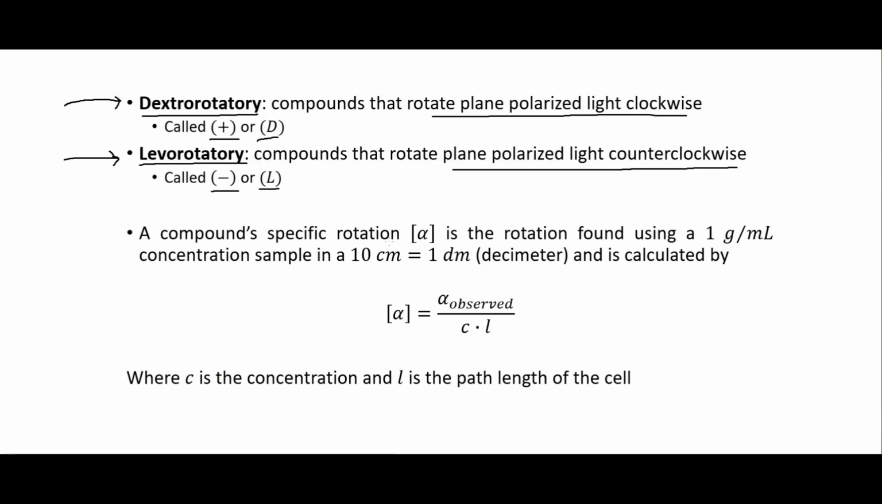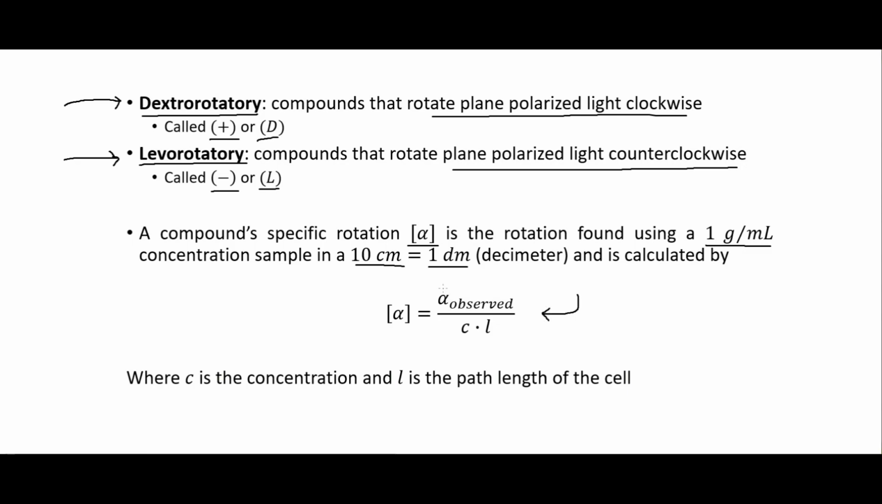So a compound's specific rotation, which we put in these square brackets, this is an alpha in the square brackets, is the rotation found using a 1 gram per milliliter concentration in a 10 centimeter, or what you often see listed as 1 decimeter, and is calculated by this.